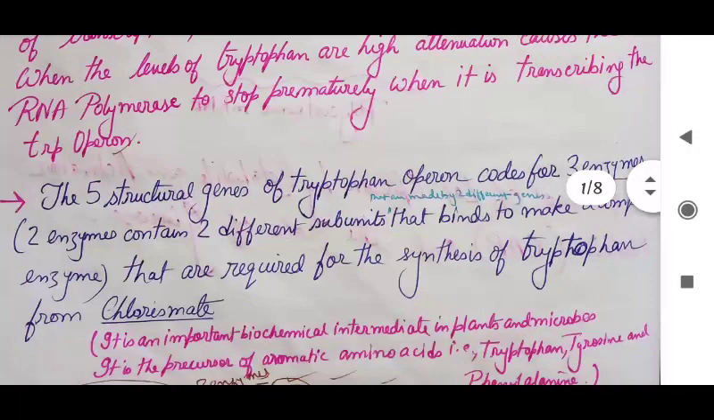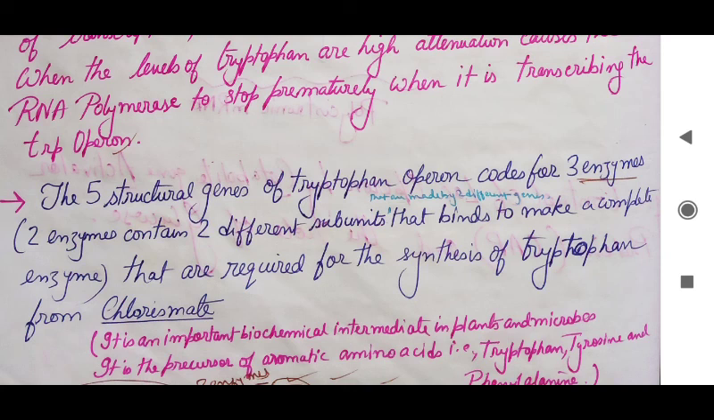So the 5 structural genes found on the tryptophan operon, as we will discuss one by one later in the next pages, code for only 3 enzymes. 5 structural genes code for 3 enzymes.